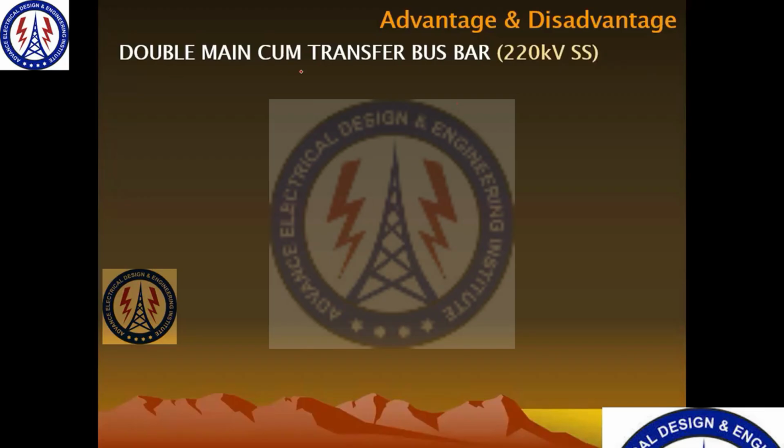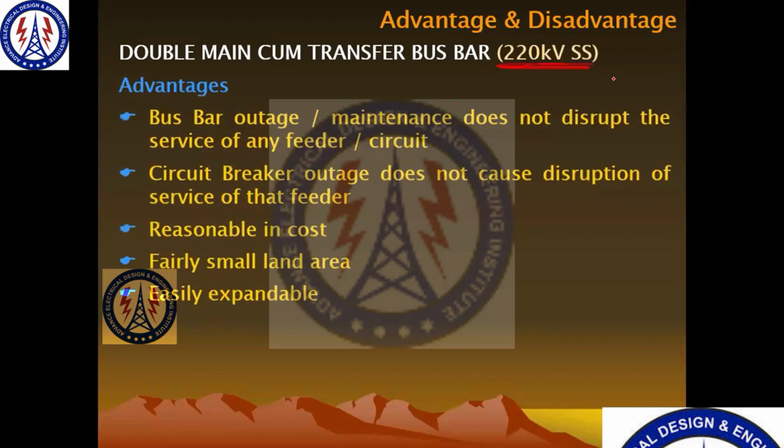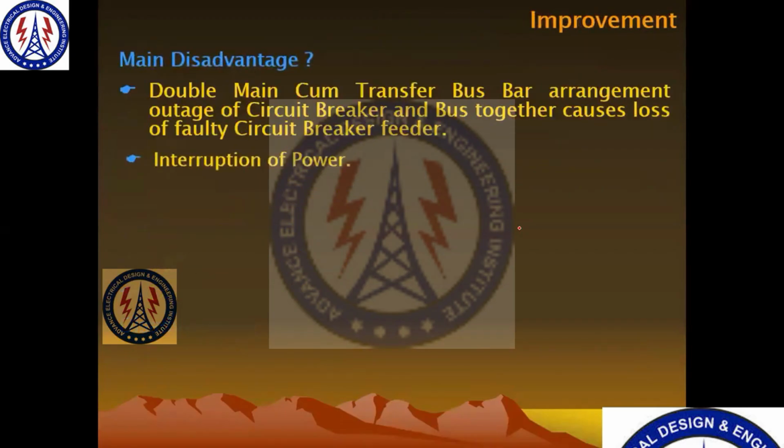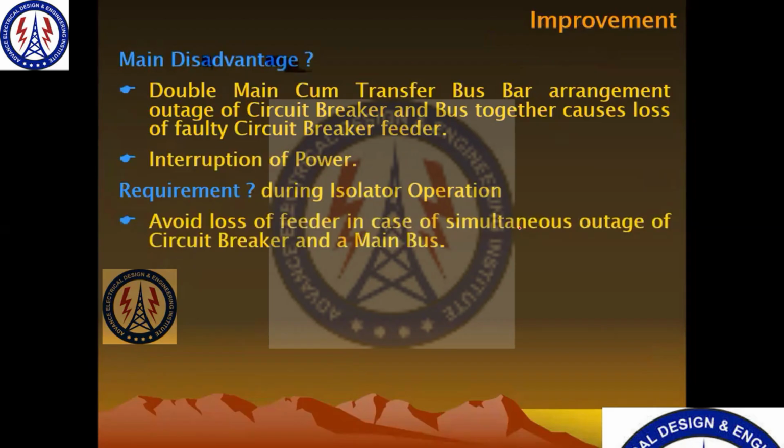Okay. So double main cum transfer bus bar scheme we are using up to 220 kV substation. Again the same, we are giving the preference to the bus bar outage, then we are giving preference to circuit breaker outage. And then we have the disadvantage that an additional isolator is required in each circuit breaker, which increases the cost. So there is another thing like double main cum transfer bus bar arrangement, outage of the circuit breaker and bus together.